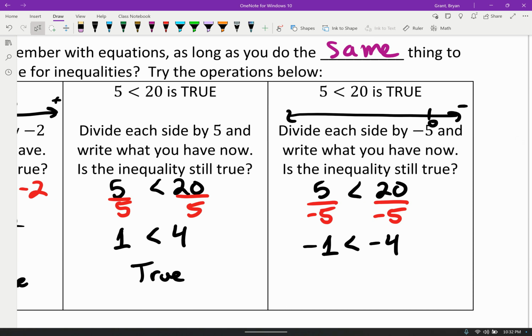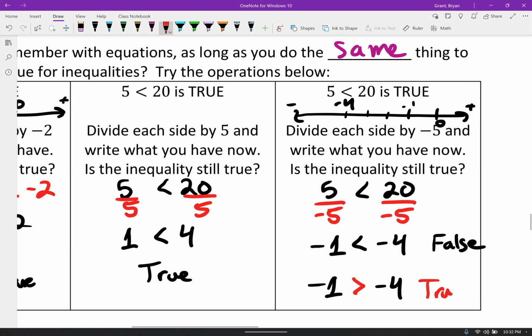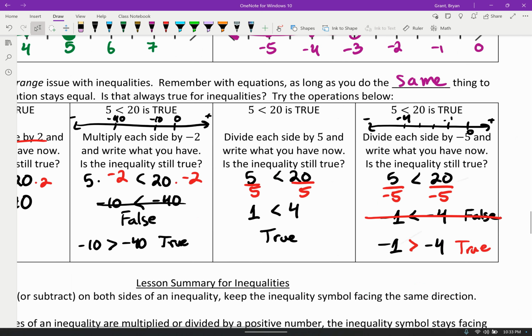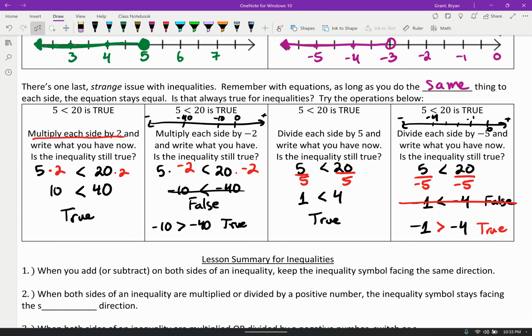So if 0 is over here with the positives, we have negative 1, negative 2, negative 3. Here's negative 4. And I wrote a 3. Awkward. Is negative 1 more negative than negative 4? No, that's false. So what do I have to do here to make this a true statement? I have to change the direction of the inequality sign. Negative 1 is greater than negative 4. And so we can see this issue cropping up with both multiplication and division, but not all multiplication and division, just multiplication and division with negative numbers.